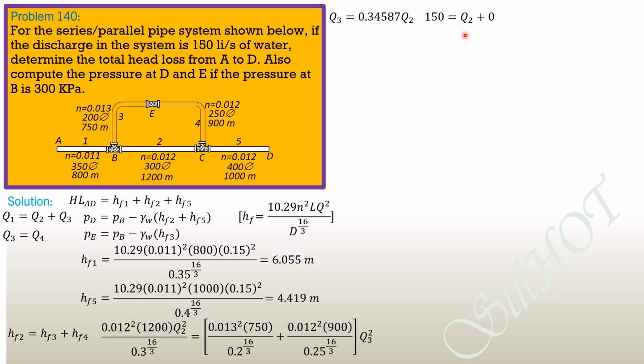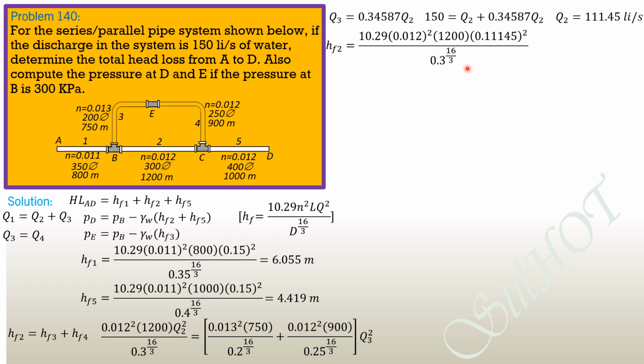We then apply this equation where Q1 is 150. So 150 equals Q2 plus Q3, which is 0.34587 of Q sub 2. So Q2 is equal to 111.45 liters per second. From here, we can now compute HF2, expressing Q2 in cubic meters per second. So HF2 equals 10.29 times 0.012 square, length 1200, discharge 0.11145 square divided by diameter 0.3 to the 16 thirds. So HF2 is equal to 13.577 meters.